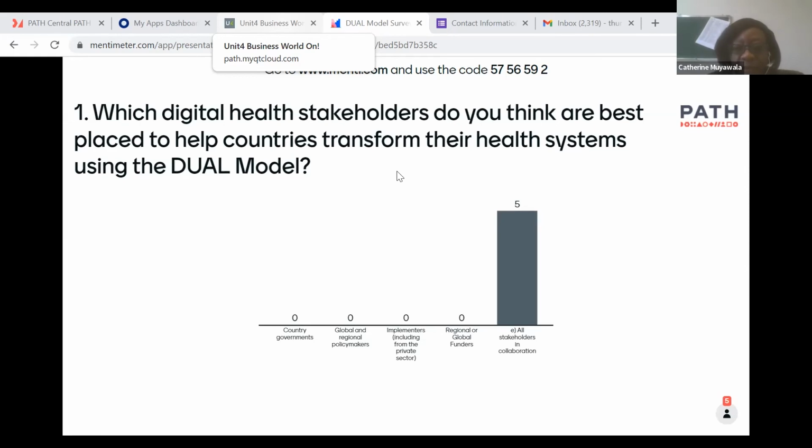Okay, so there we can see we have a few responses coming in. It looks like the majority think that all stakeholders in the collaboration are best placed. The numbers are going up. Okay, maybe I could move on to the next question.